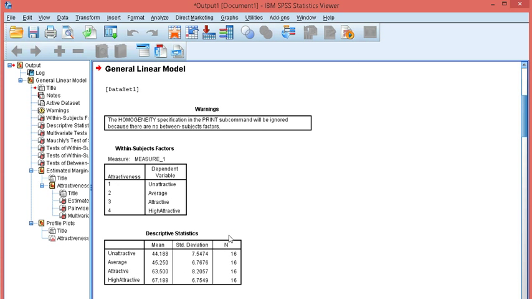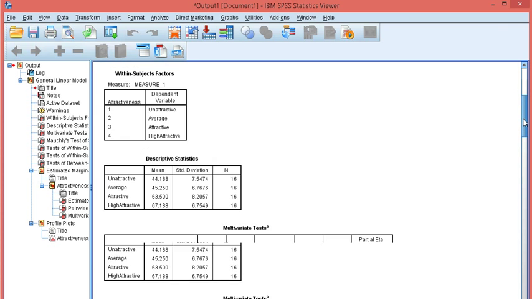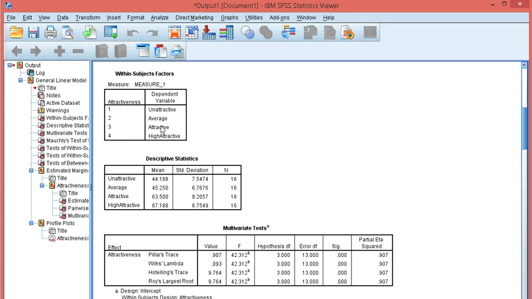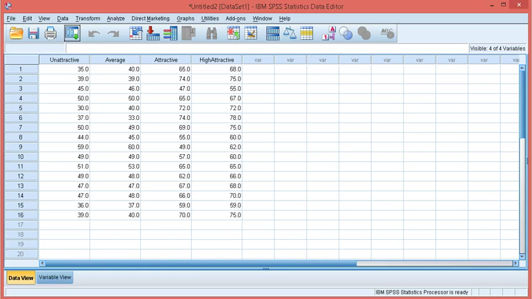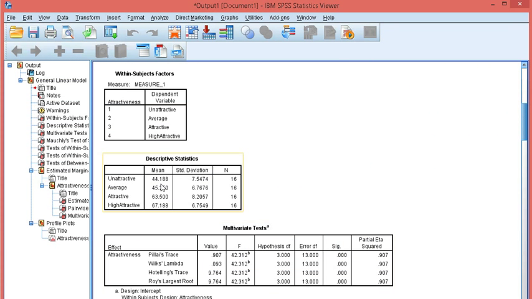And there, finally. Okay, so this is our output. We have here a number of tables. This tells us our levels, and then this is a bit of a preview of our descriptive statistics. These means represent the average social desirability ratings of the participants.